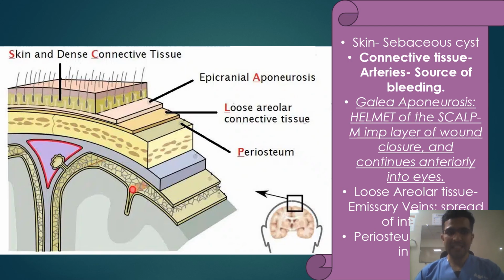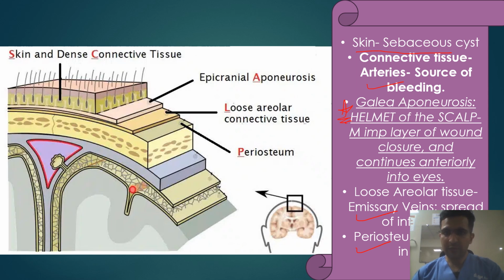Now each layer has its significance, and one significance for each layer. So from outside, skin, we have sebaceous cyst. Connective tissue we already learned. Arteries, which are source of bleeding. Loose areolar tissue, emissary veins, spread of infection, and periosteum. But the questions which can come is from this layer, Galea aponeurotica.